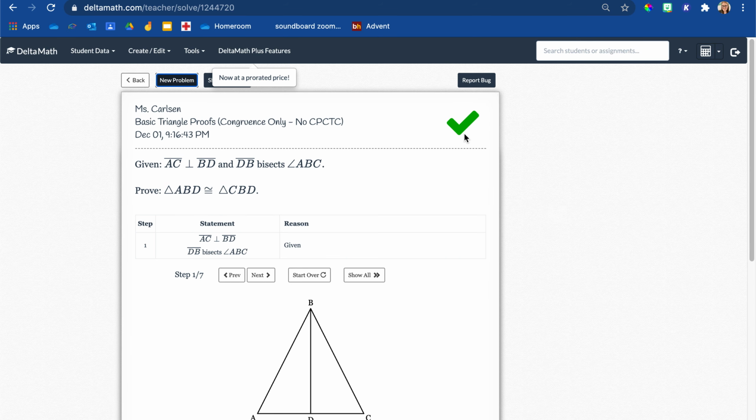Okay, so you only have to do 2 of each type, but this is the kind of thinking that you should be doing while you're doing these problems.